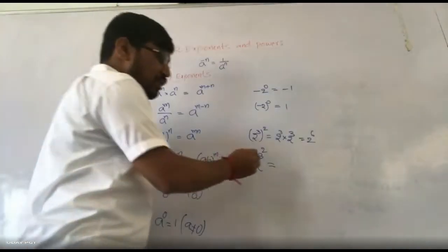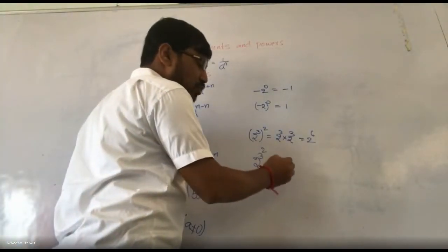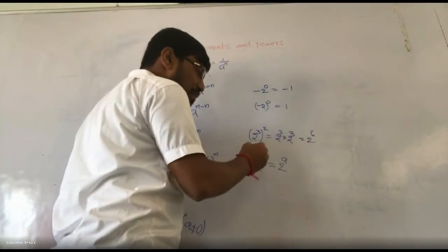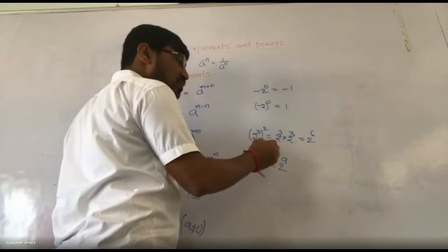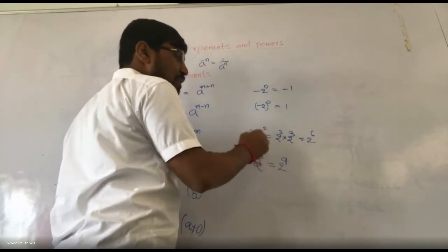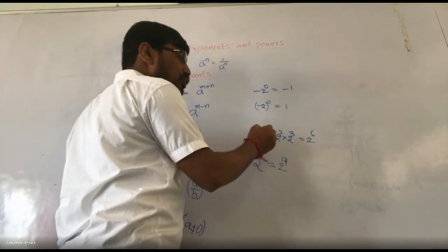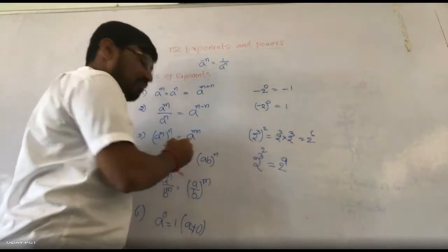Sir, can you wait a minute? 2 power 3, 2 power 5... 2 power 9. 3 squared value is 9. If the brackets are not written, 3 squared should be taken first. But when the brackets are written, these two should be multiplied according to this law.